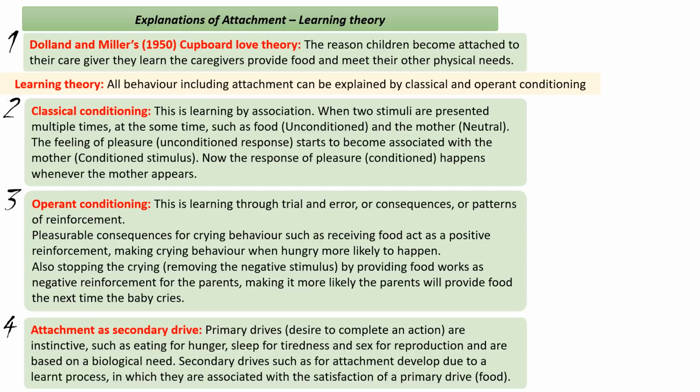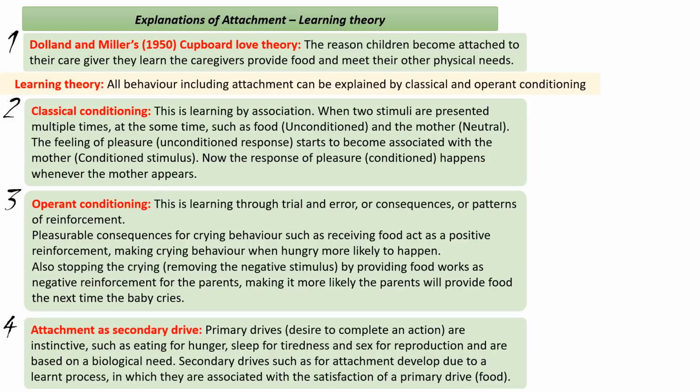So when we talk about attachment being a secondary drive, we've learned that the process of attachment is something we can use to satisfy one of our primary drives. So becoming attached to an individual allows us ultimately to satisfy our primary drive of getting food to satisfy hunger. So that was learning theory's explanation of attachment. If some of these terms have been a little hard to understand, you might need to go back to the original learning theory video, where I go into some depth about classical and operant conditioning.